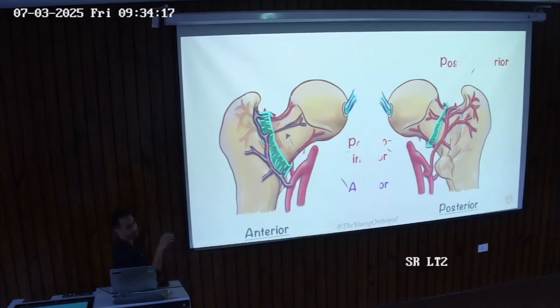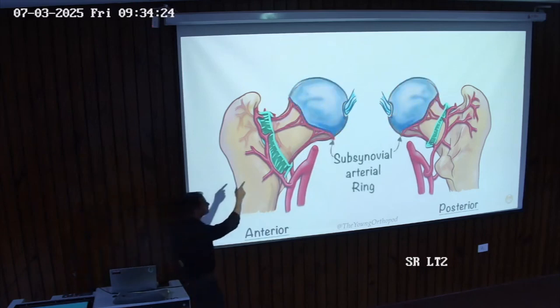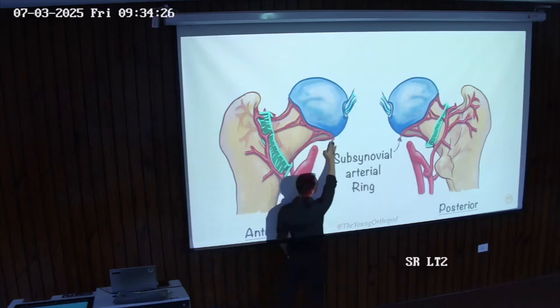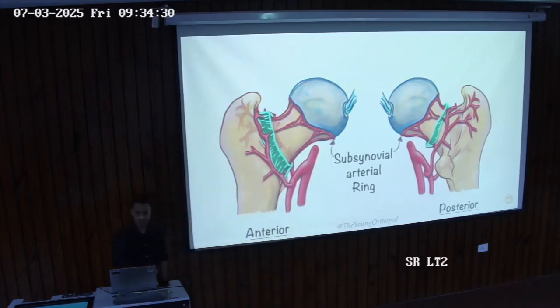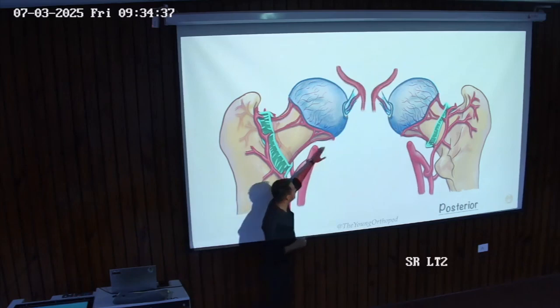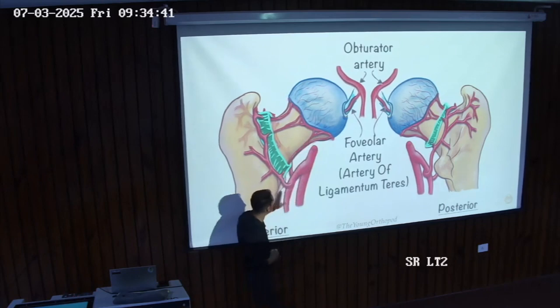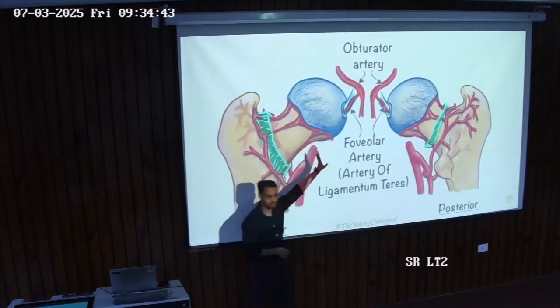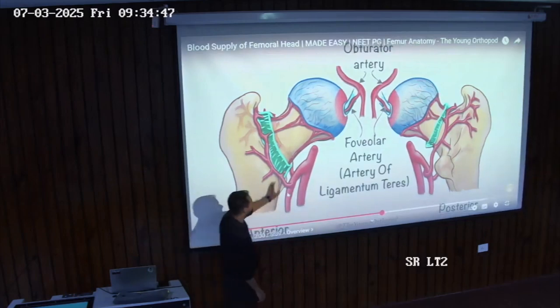Okay, now retinacular arteries are inside the capsule. Now they form a subsynovial ring just at the margin of the head. Anterior and posterior retinacular arteries form a ring called the subsynovial arterial ring, and these give the epiphyseal artery. So what is happening here? The blood is first coming here, and then it is going back to the head. So this is your retrograde blood supply. Understood? This is your retrograde blood supply.